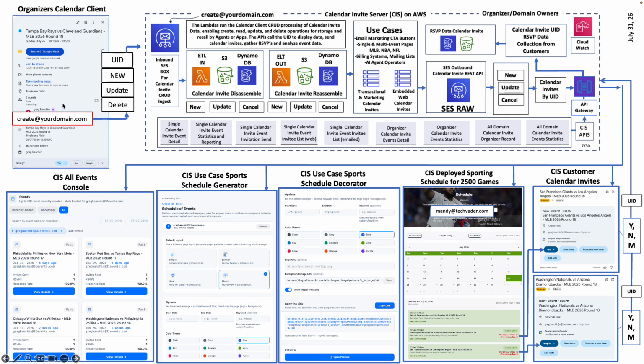So what that means, anything off the calendar is mapped into the calendar invite server, sent to this email box, and this is the ETL processing machine for the calendar invite disassembly here, and it's stored in DynamoDB. So again, organizer, calendar client, goes to your domain address. That email inbox for SES is ingested. This data here is repeated.